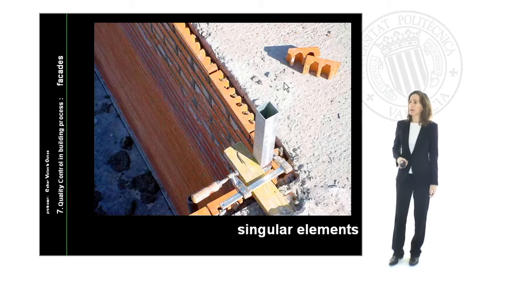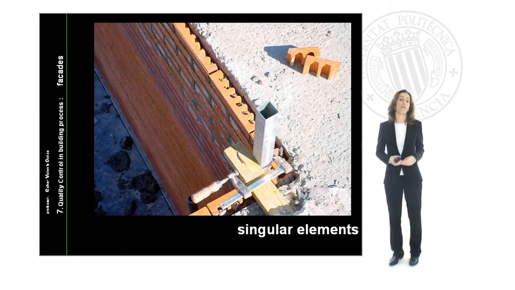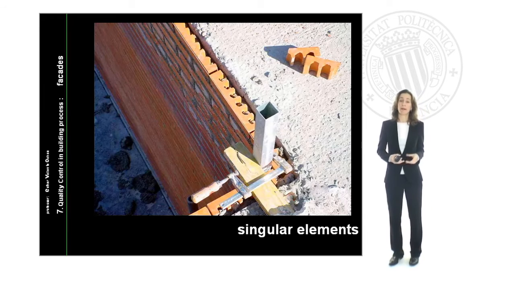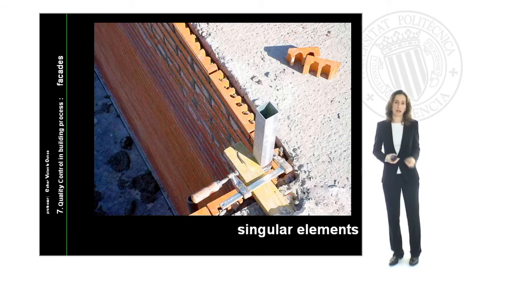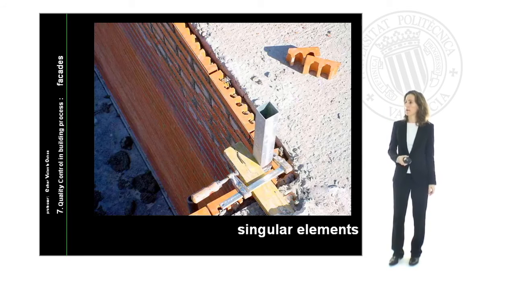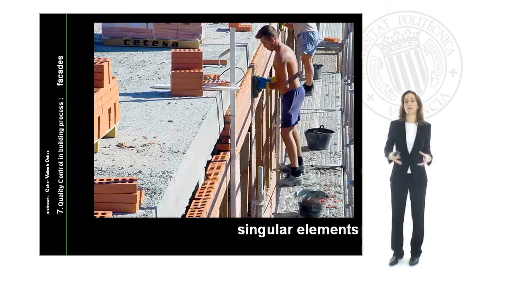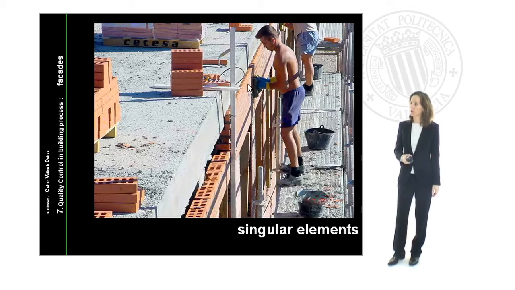The singular elements, in this case, are an example of the covering of a piece of the floor. The reinforced concrete floor has to be covered by pieces of ceramic brick, but in this part we will reduce the size of them. We will cut the ceramic brick and we will cover the parts of each floor. Here we can see the picture better, where workers are putting on the pieces of brick.